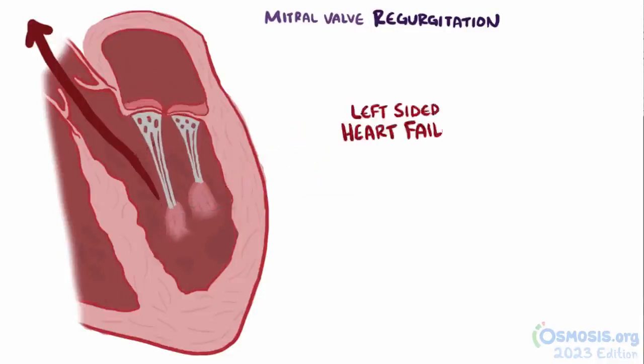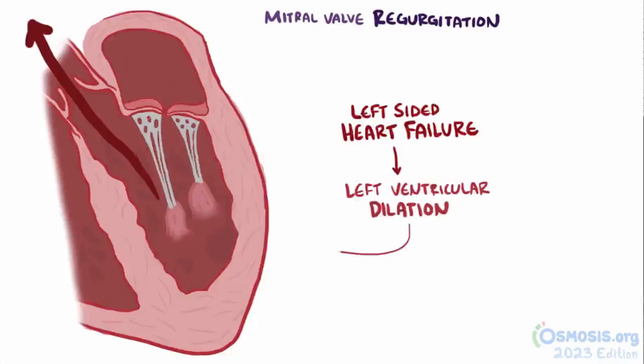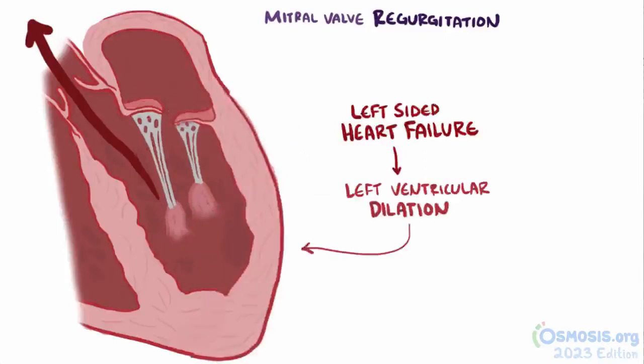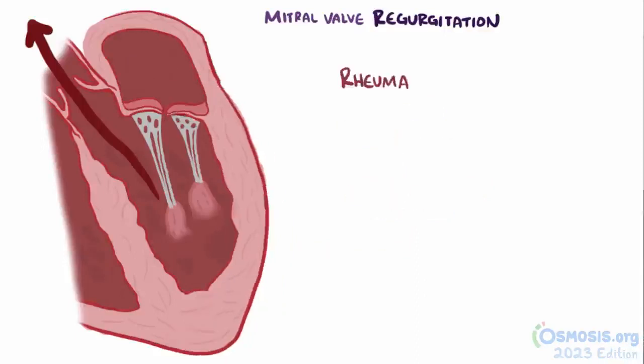Also, left-sided heart failure that leads to ventricular dilation can lead to mitral regurgitation as well. Because as the left ventricle dilates, it stretches the mitral valve annulus, or ring, open and lets blood leak into the left atrium. Mitral regurgitation can also be caused by rheumatic fever, an inflammatory disease that can affect the heart tissue and lead to chronic rheumatic heart disease.